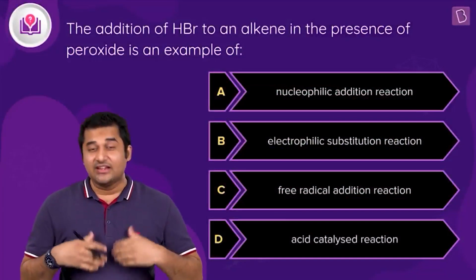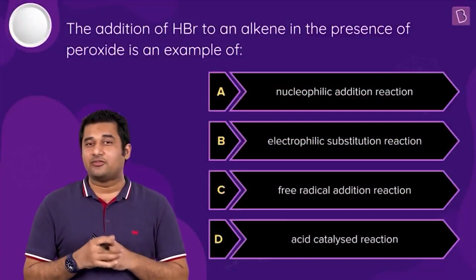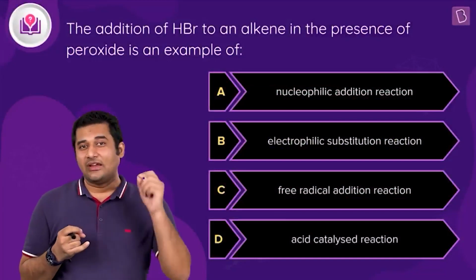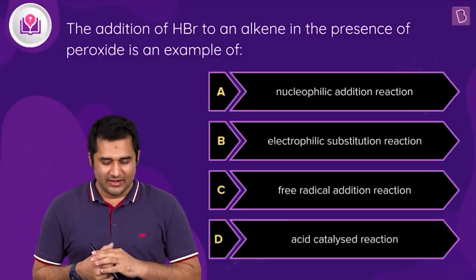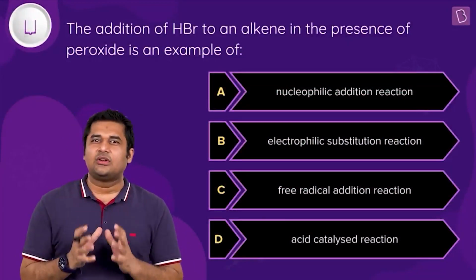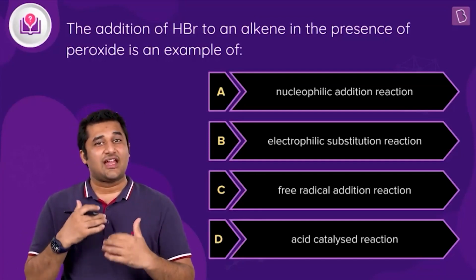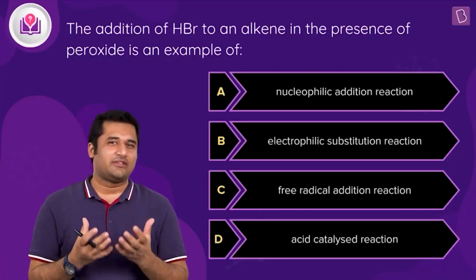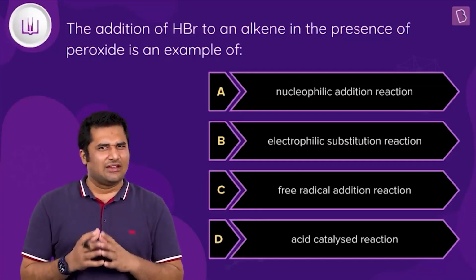The question is about the addition of HBr to an alkene, and this is being done in the presence of peroxide. And we have to predict this type of reaction is an example of what kind of reactions. All right, so you can see, very simple question.